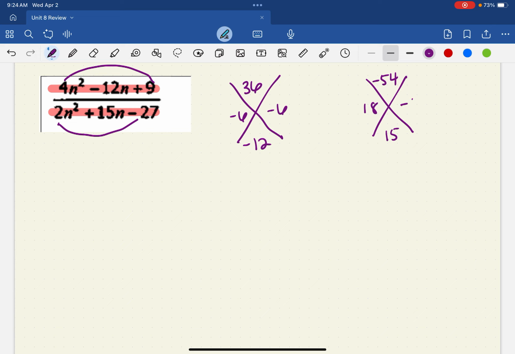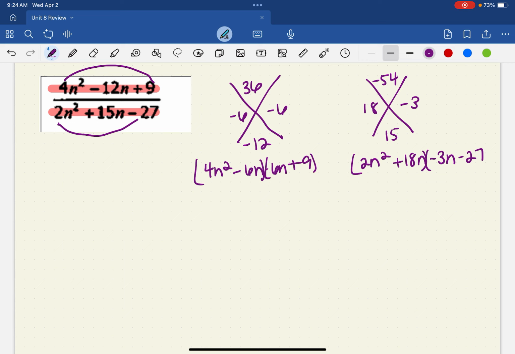and negative 3. So let's go ahead and put 4n squared, because our first term and last term are staying the same. Just breaking up that middle term. So 2n squared plus 18n minus 3n minus 27. Now we are grouping.